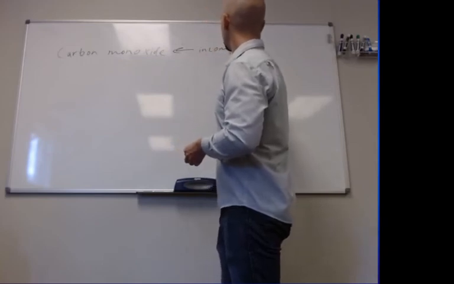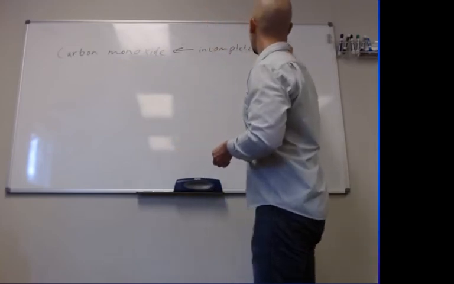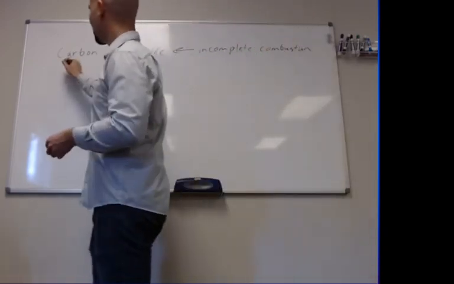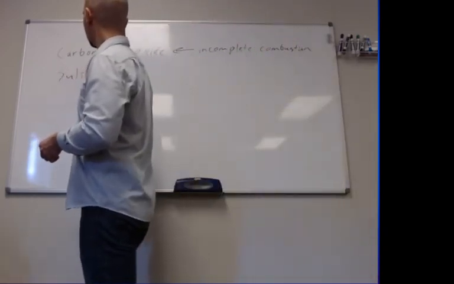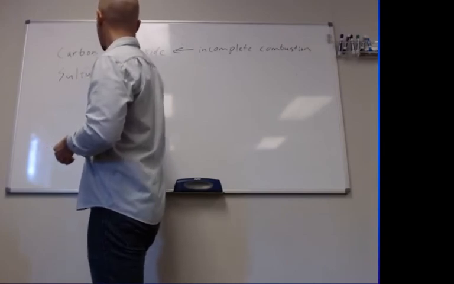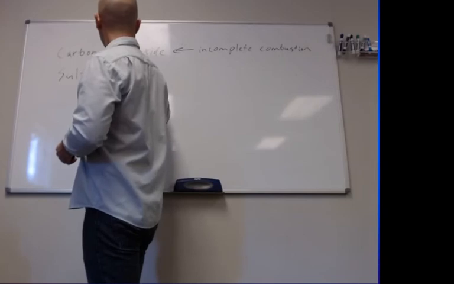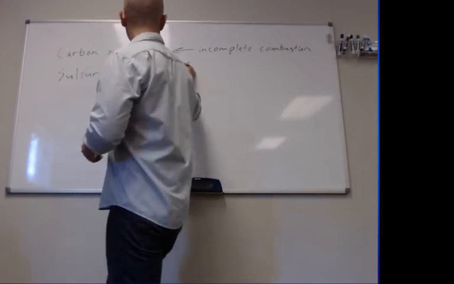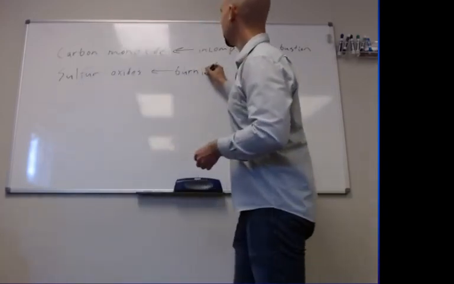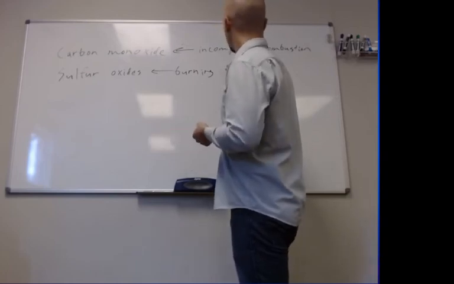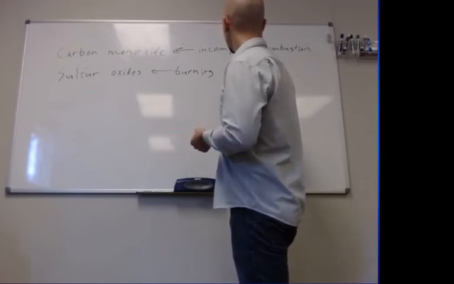So that'll be from incomplete combustion. We have sulfur oxides. That'll be from burning sulfur. And they point out that pretty much everything has some sulfur in it. Like if you burn coal, you burn wood, whatever, there's going to be some sulfur in it.